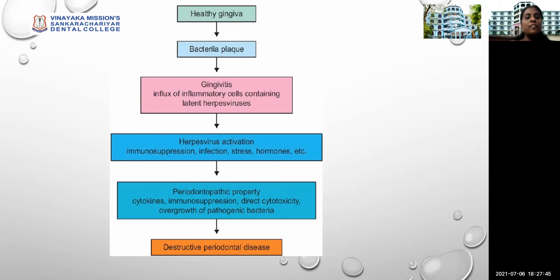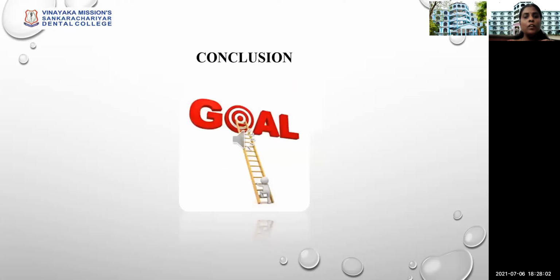So this is the recent concept, that is viruses in periodontal disease. You can just note down the flow chart, and if you write this flow chart, you will be awarded 2.5 marks out of 5. If you are writing the pathogenesis, this flow chart is very, very important. This is the recent concept in the etiology of periodontal disease.